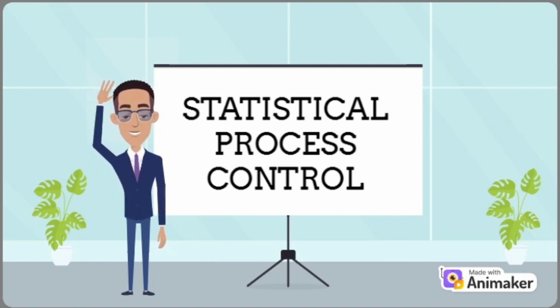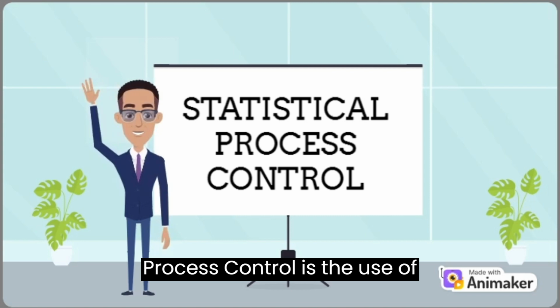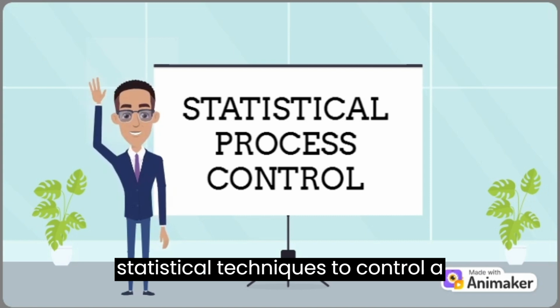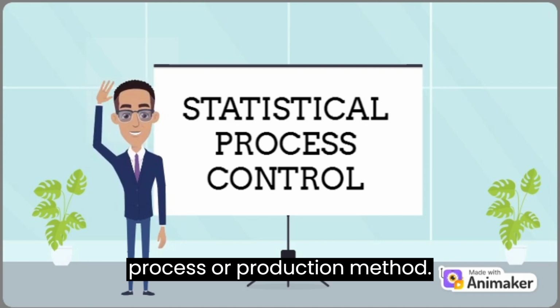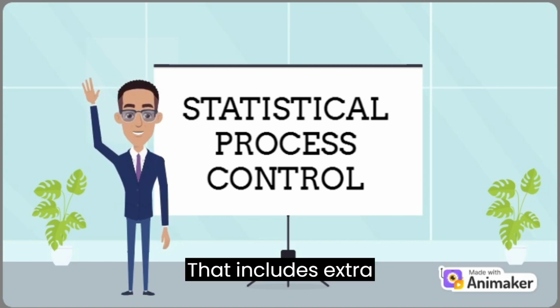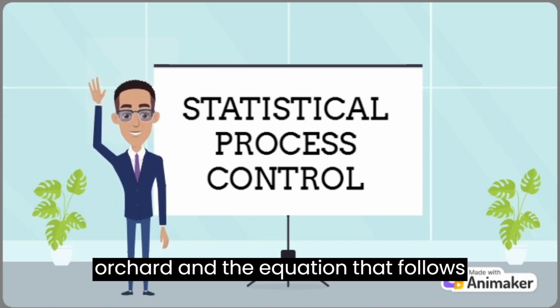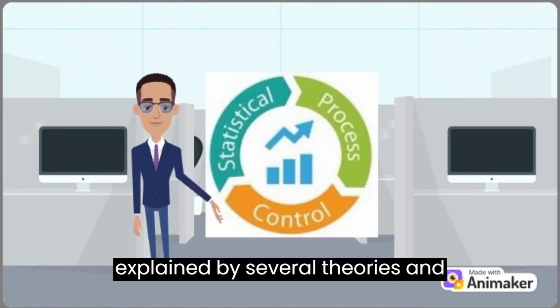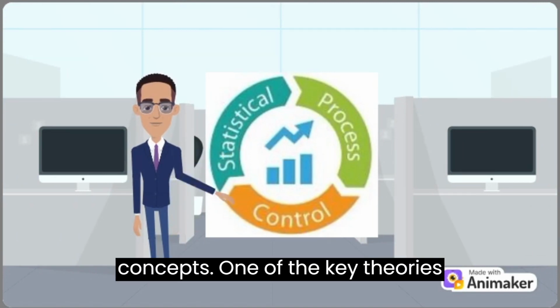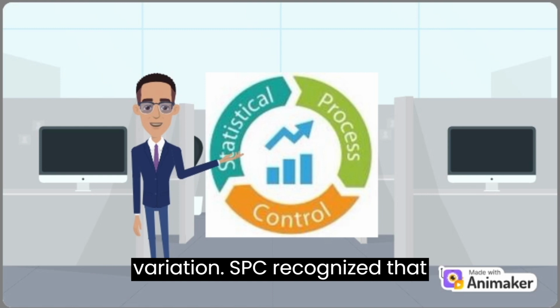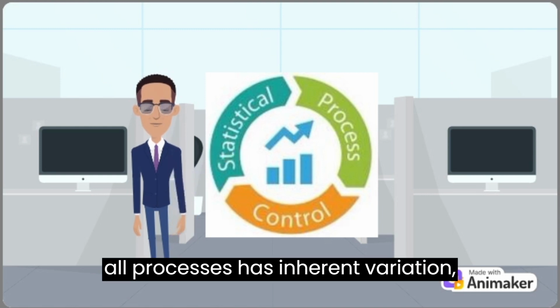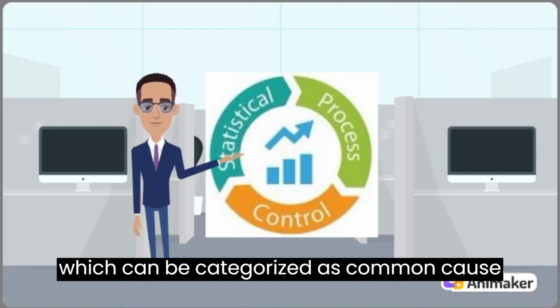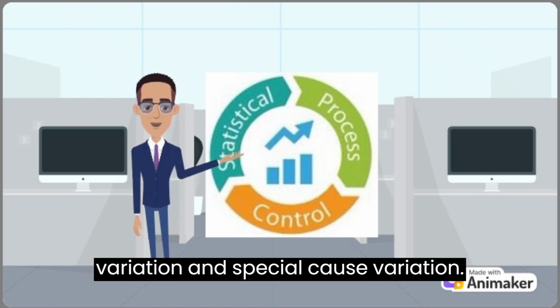So, statistical process control is the use of statistical techniques to control a process or production method. That includes X chart, R chart, and the equation that follows it. Statistical process control can be explained by several theories and concepts. One of the key theories underlying SPC is the theory of variation. SPC recognizes that all processes have inherent variation, which can be categorized as common cause variation and special cause variation.